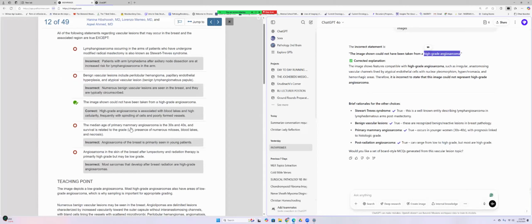The median age for primary mammary angiosarcoma is the 30s and 40s, and survival is related to grade, presence of numerous mitoses, blood leaks, and necrosis. True or false? Mitosis, blood leaks, necrosis: these are features related to the grade. You grade it by the frequency of mitoses, the presence of blood leaks, and the presence of necrosis. This is actually a true statement. Primary mammary angiosarcoma is usually in the 30s and 40s.